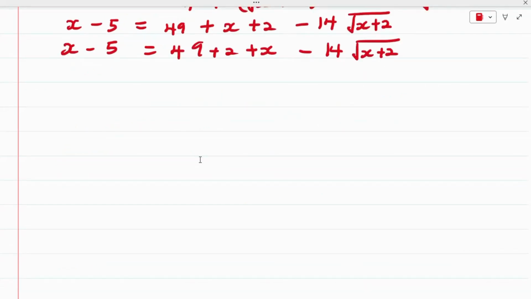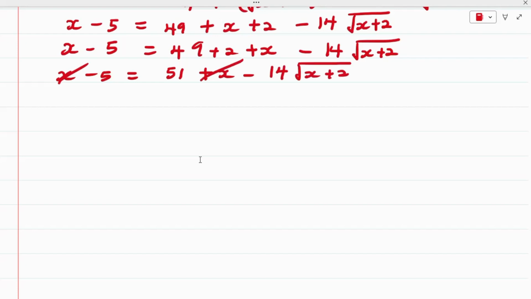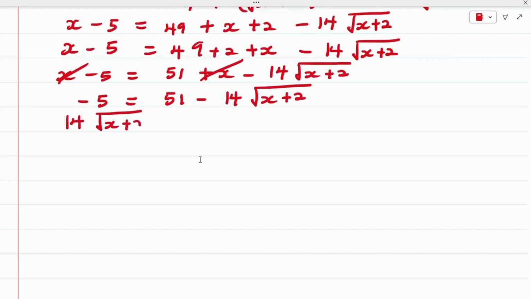So from here, we have that x minus 5 is equal to 49 plus 2 is 51 plus x minus 14 into the square root of x plus 2. So x here is going to cancel out this x, so we have minus 5 is equal to 51 minus 14 into the square root of x plus 2. So collecting like terms, we have 14 into the square root of x plus 2 is equal to 51 plus 5, which is 56.